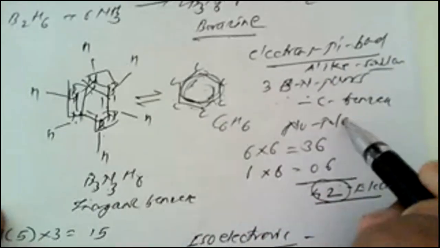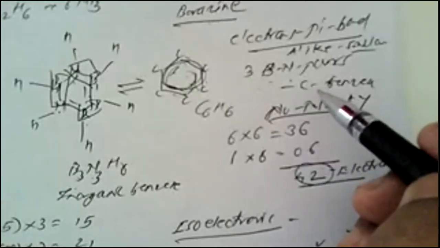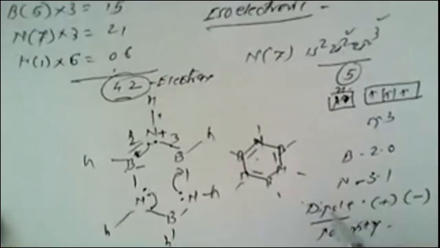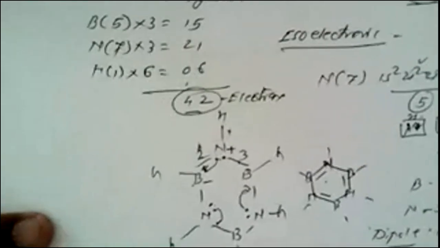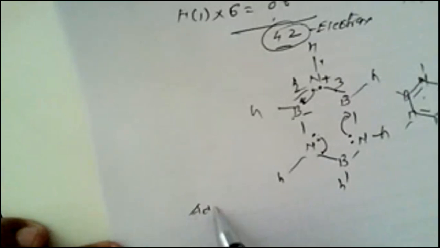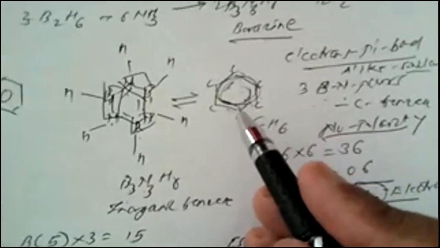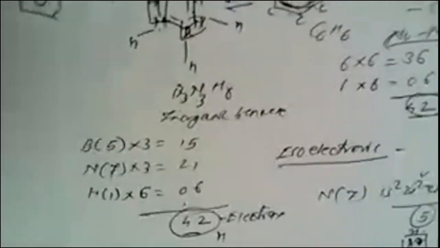So, no polarity is observed in case of this benzene. But the case is not true in case of borazine. There exists a polarity. And because polarity is there, hence borazine nucleus undergoes addition reactions. But benzene nucleus is resistant to all the addition reactions. So benzene nucleus is not attacked by any acid.